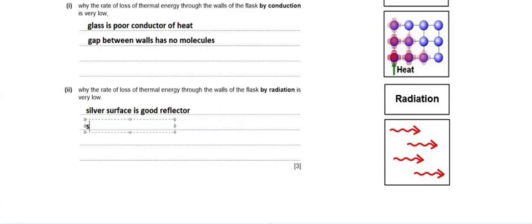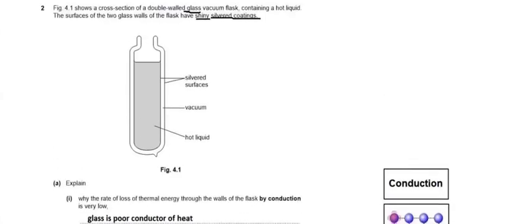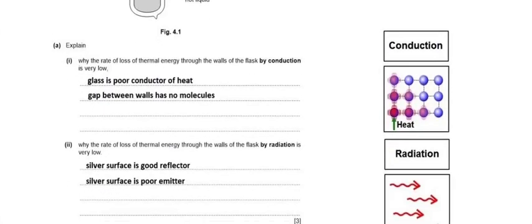Also, you can write down: silver surface is a poor emitter. So even if it receives a small amount of heat, it will emit that small amount of heat to the environment very inefficiently. So it is a very poor emitter. So this silver surface plays a very important role to prevent the heat loss by radiation.